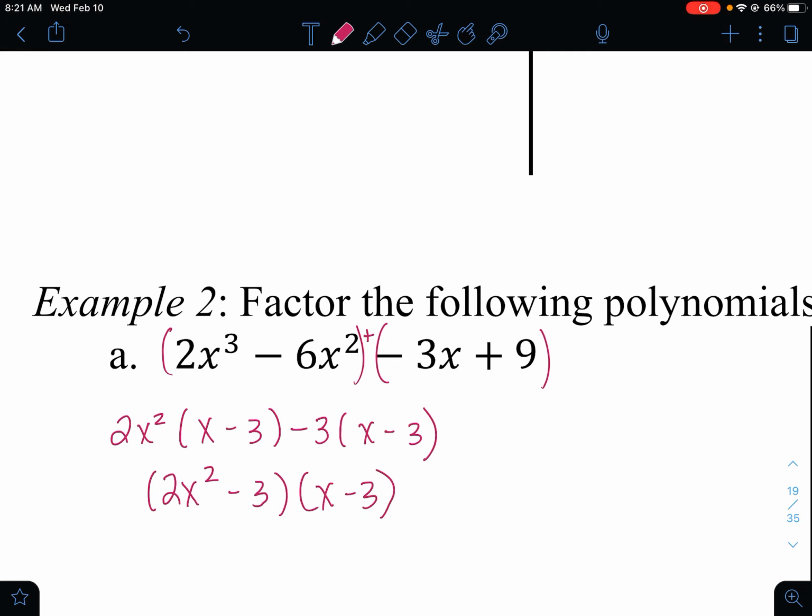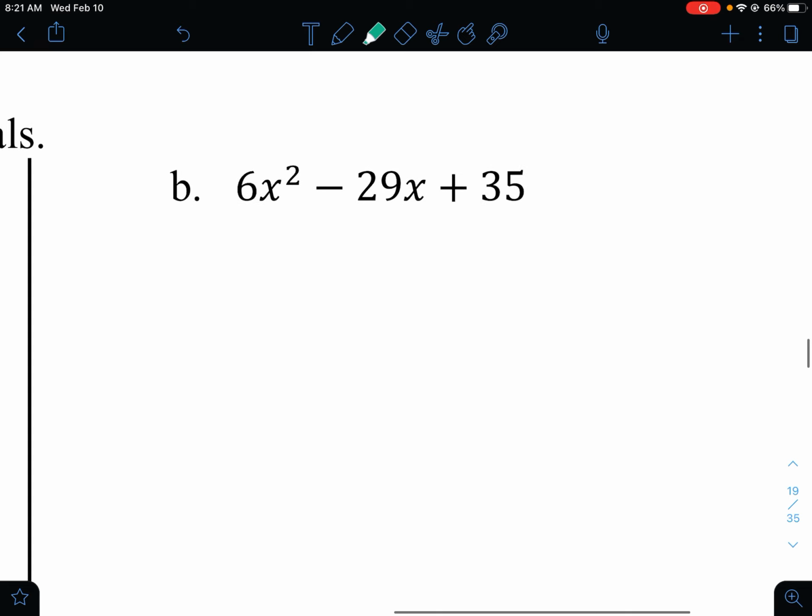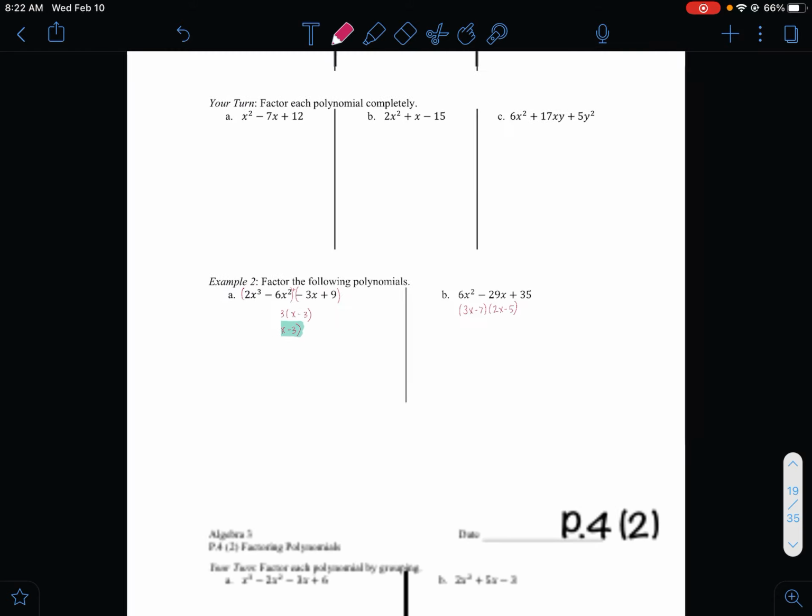Now do look at your terms, double check what we learned yesterday, make sure, are any of these perfect square trinomials, or any of them difference of squares, and if not, you're good to go. Alright, and then B, you can try factoring on your own. You should get 3x minus 7 times 2x minus 5. Okay, so you can try that one on your own.